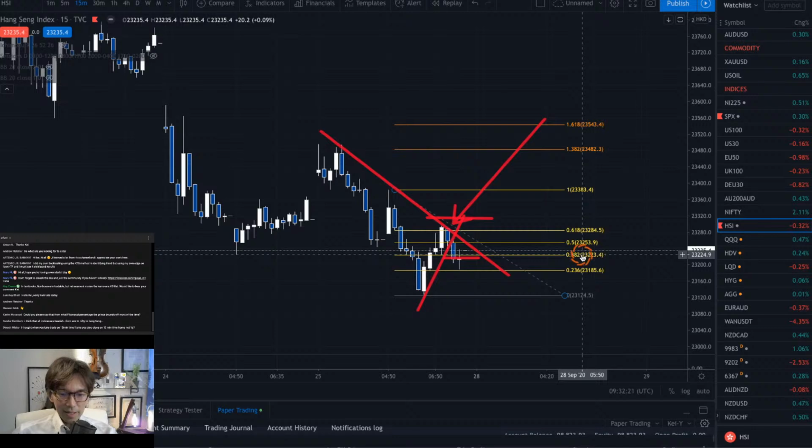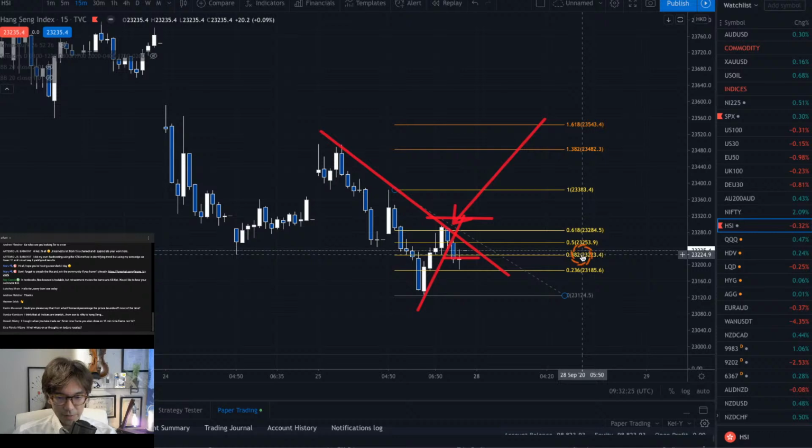Sandra says, I think that all indices are bearish from SOX to Nifty, the Hang Seng. Yeah, it is bearish now. In the short term, they are bearish currently. On this Hang Seng, in the long term, I can see that this is bearish too.